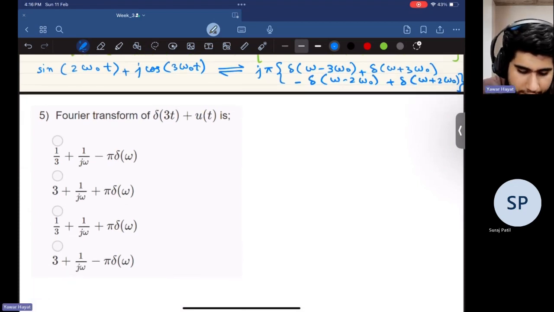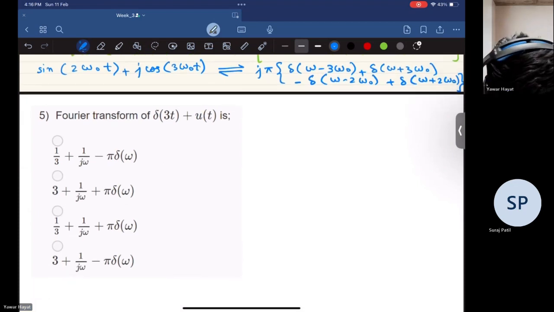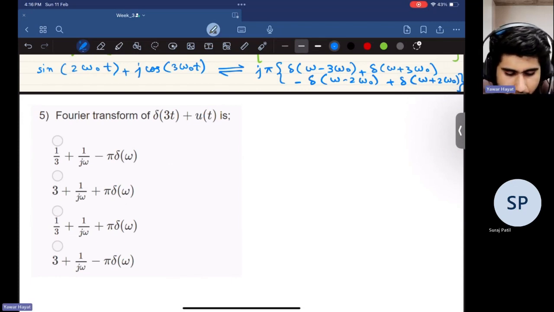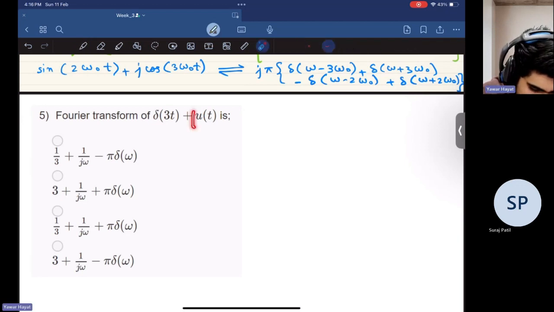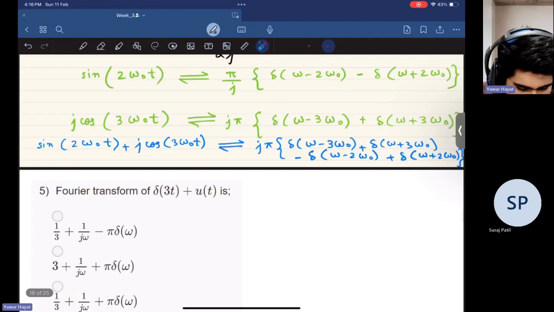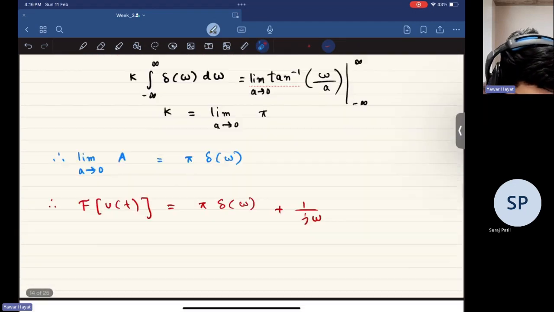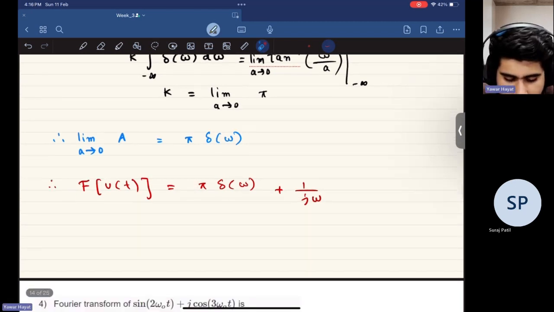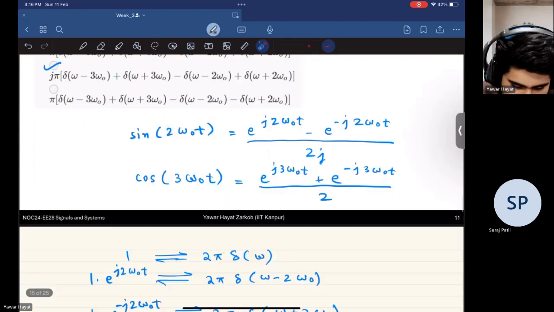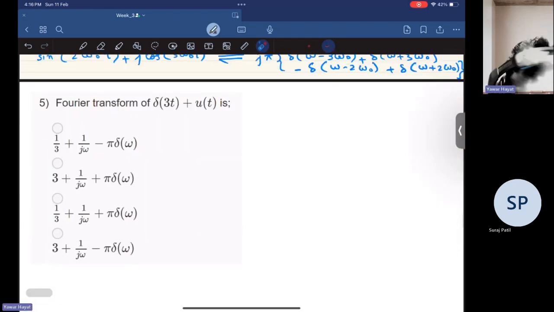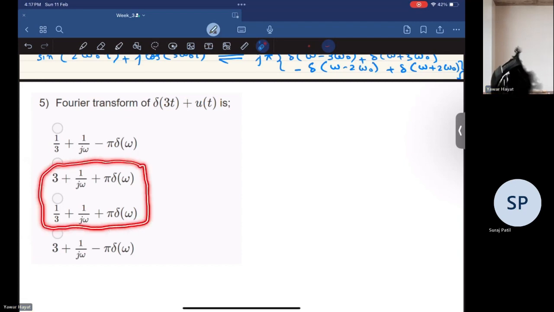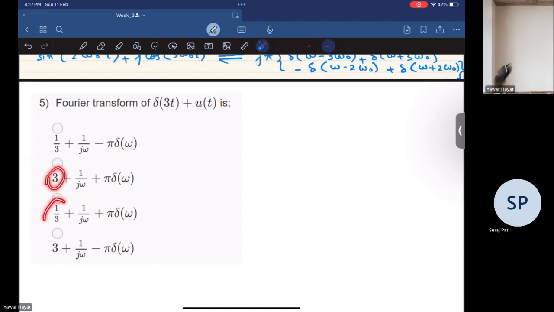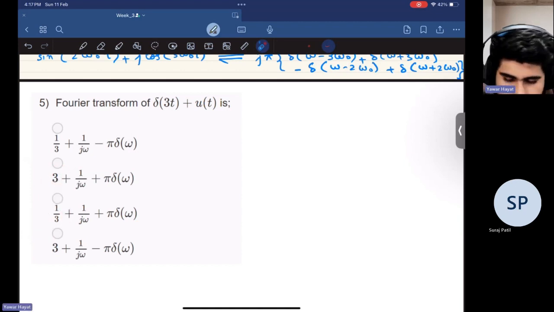So let's go ahead to an easier question now. What is the Fourier transform of delta of 3t plus u of t? Today we saw what is the Fourier transform of u of t. In fact, I would suggest you to memorize this result. The Fourier transform of u of t is pi del of omega plus 1 by j omega. You are left with these two options, and you need to see if you'll get 1 by 3 as a DC term.